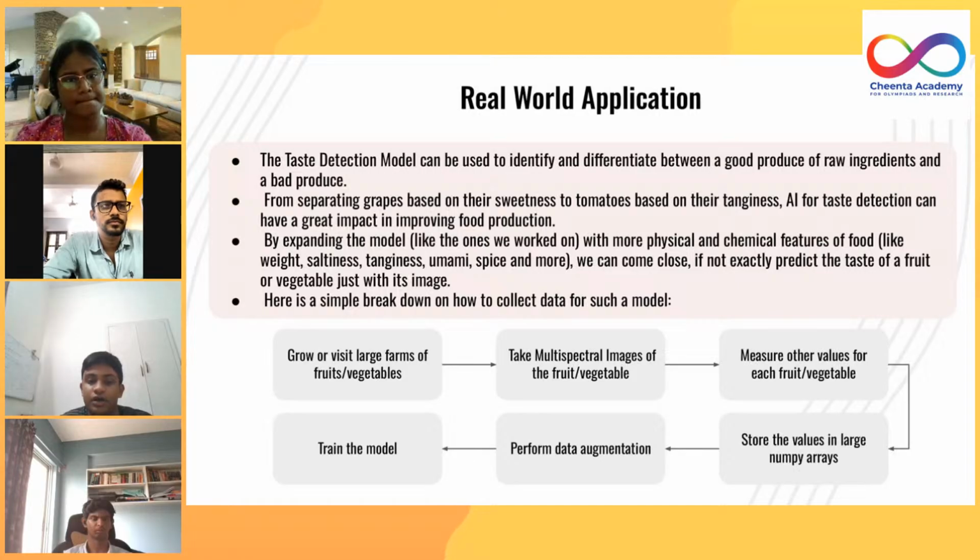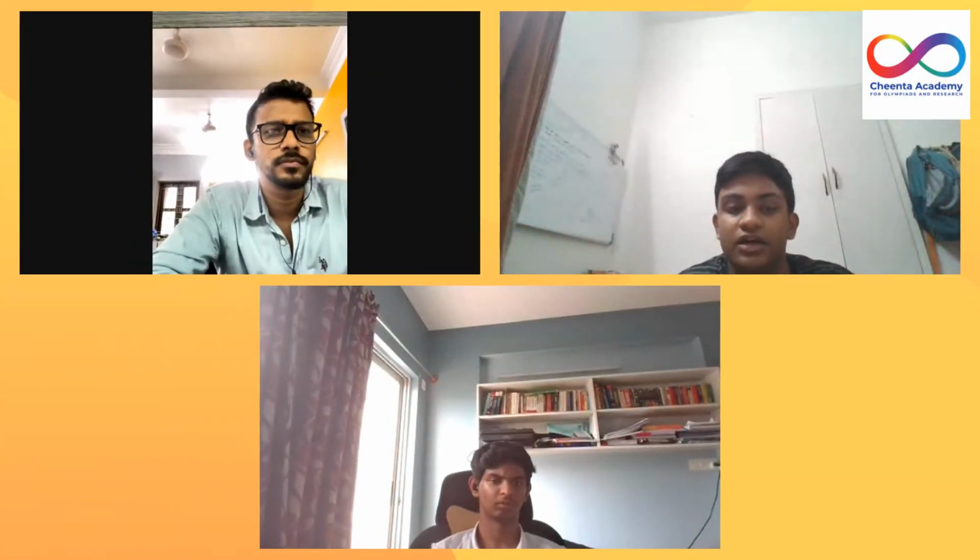So first, we can visit a fruit or vegetable pack house. We can take the multispectral images of the vegetables and the fruit, and we can also take the RGB images. Then we can measure other features of these fruits and vegetables, their brix score, anthocyanin, pH, etc. And then we can store these values in NumPy files, perform data augmentation, and train a model which will predict the brix.